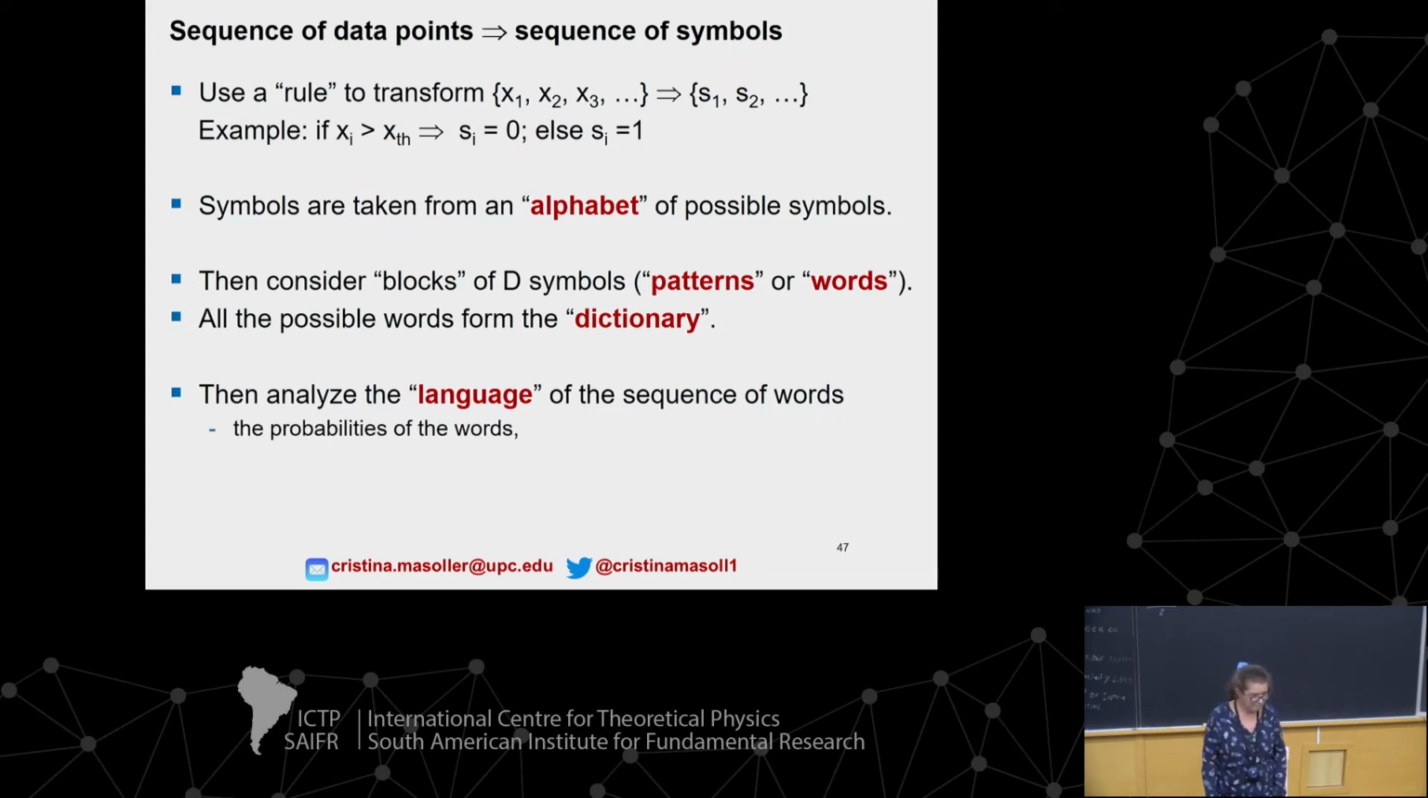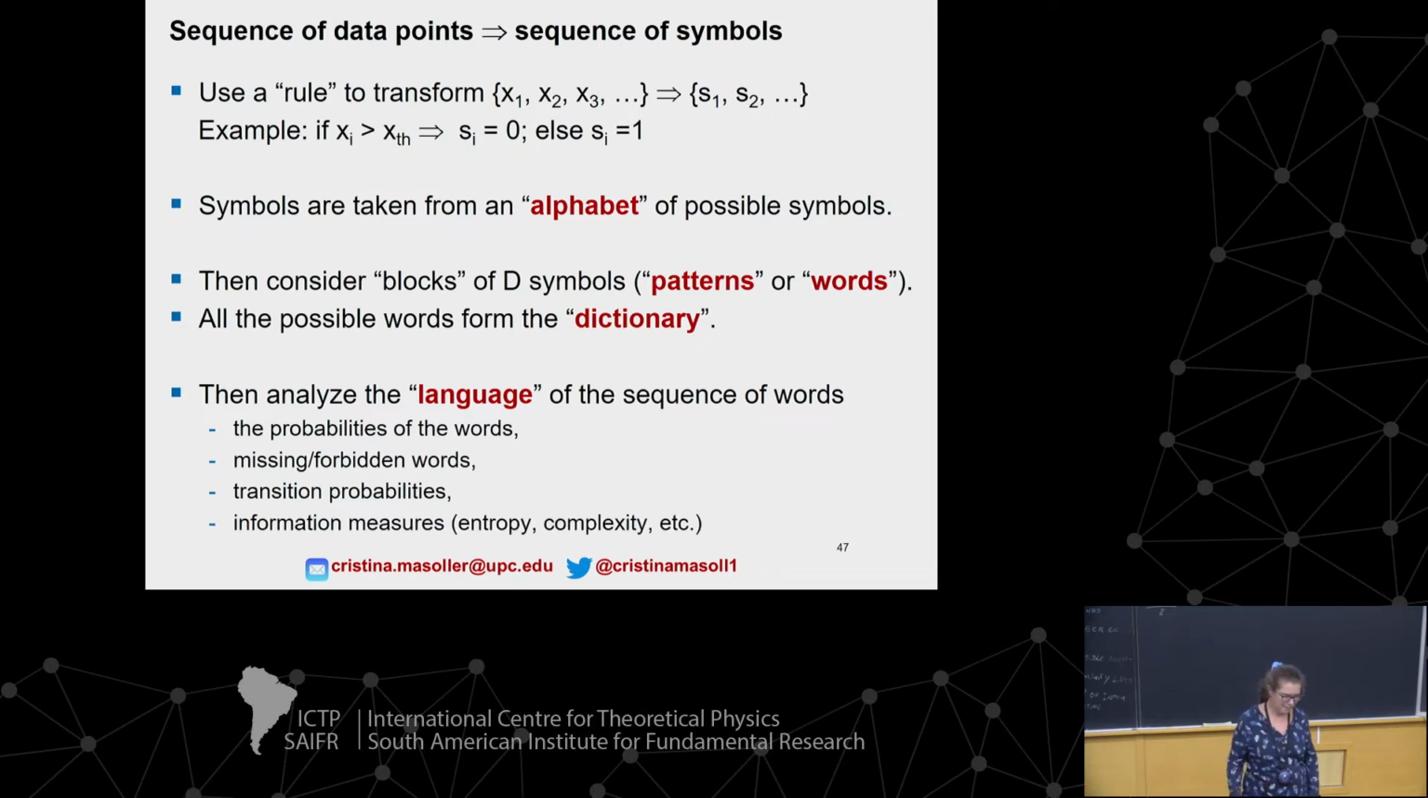So you can analyze the language of the time series. And for that, you can calculate the probabilities of the different words, if there are missing words because you don't have enough data, or they are forbidden because they're not part of the language. Forbidden means even if you wait long and long, it will not appear. And then you can calculate these transition probabilities. What is the probability that word or symbol beta comes after alpha?